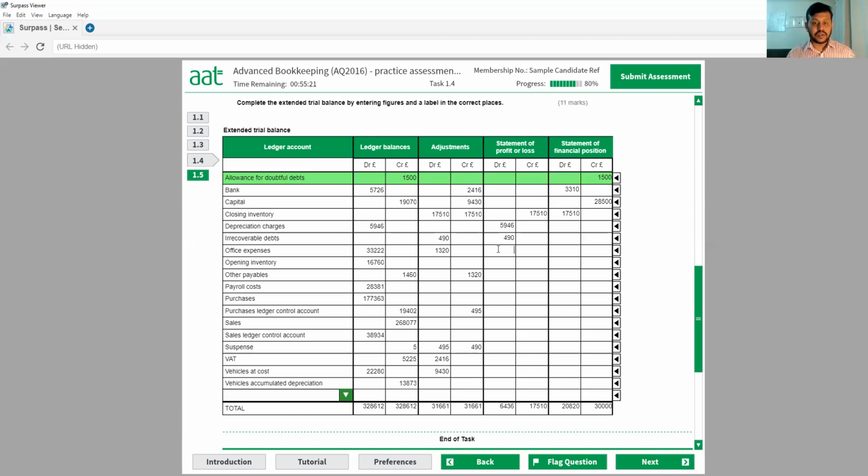Office expense is also an expense. We have a debit 33,222, and we have an adjustment of 1320. This is also a debit. One debit, another debit, will be added. So 33,222 plus 1320.